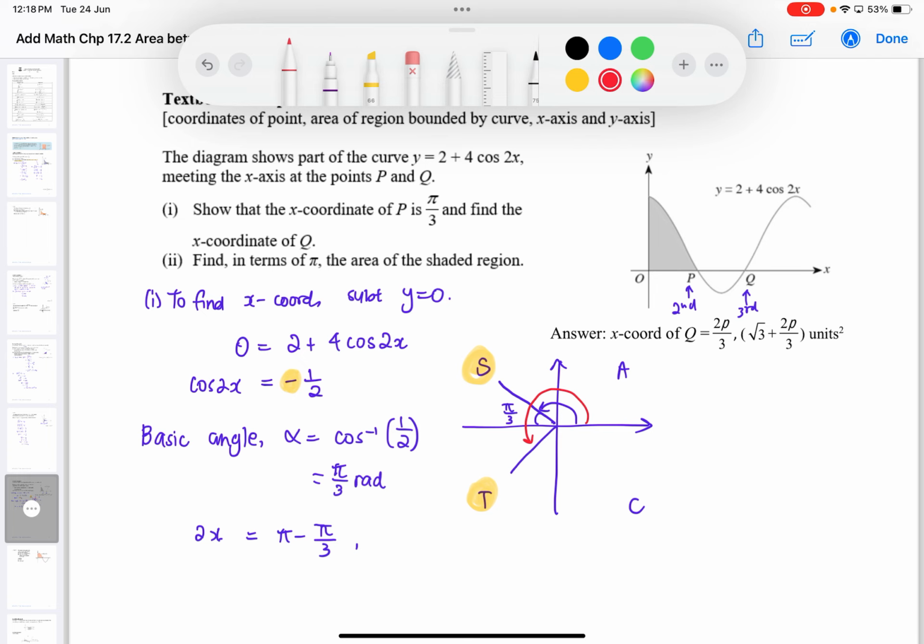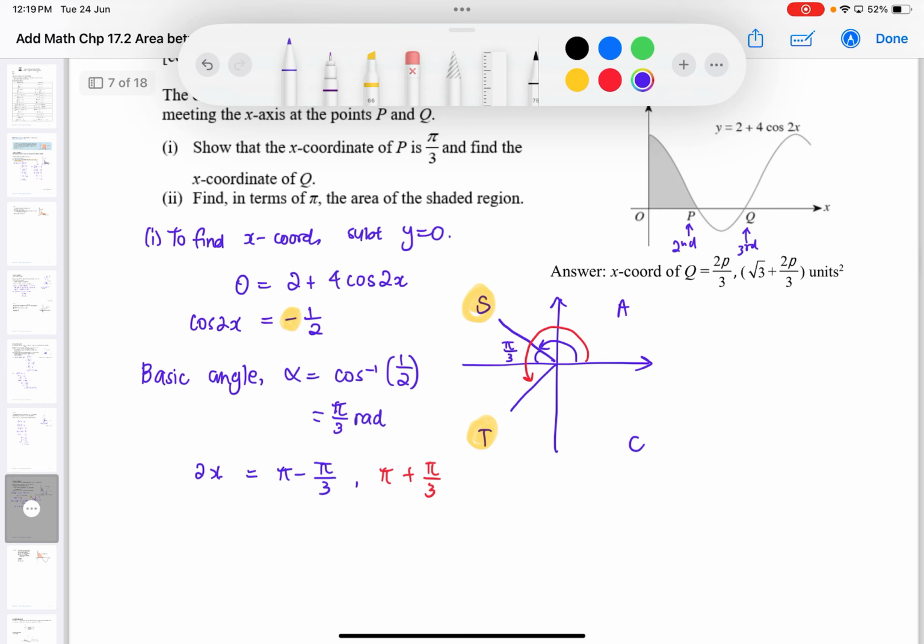What? 180, try again. Go ahead. No, 180, try again. You need to convert. 270. Yes. Pi. Not 180 pi. So it should be pi plus pi over 3. Okay, never mind. Now you learn.